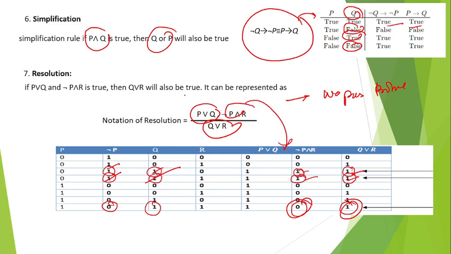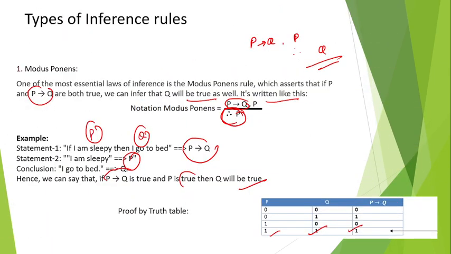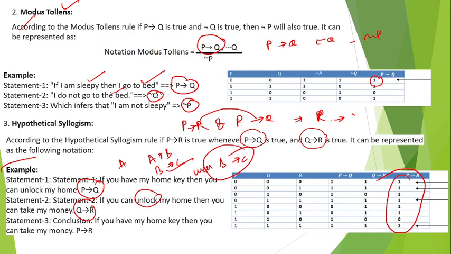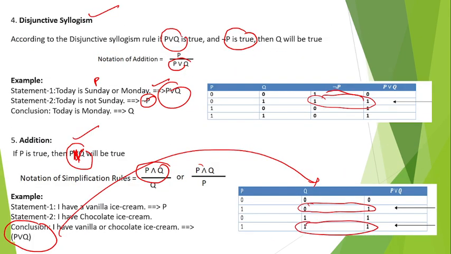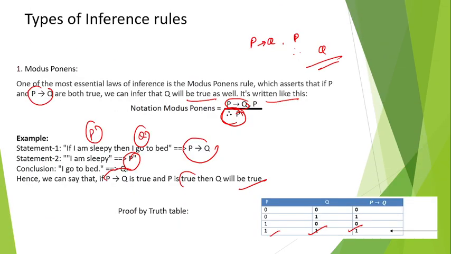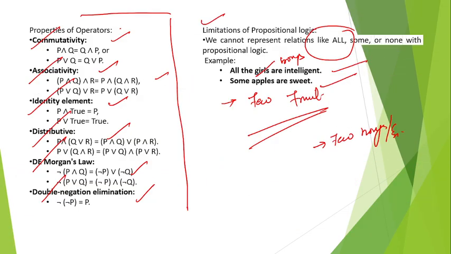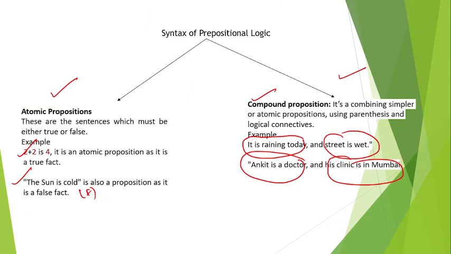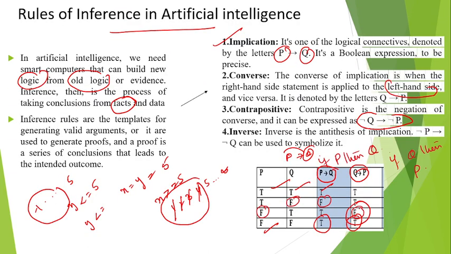So this is the topic we have gone through. There are some rules, the types of inference rules: Modus Ponens, Modus Tollens, hypothetical syllogism, disjunctive syllogism, then addition, simplification and resolution. There is also propositional logic. In today's class we have seen something about propositions and rules. I'll stop here. Thank you very much.